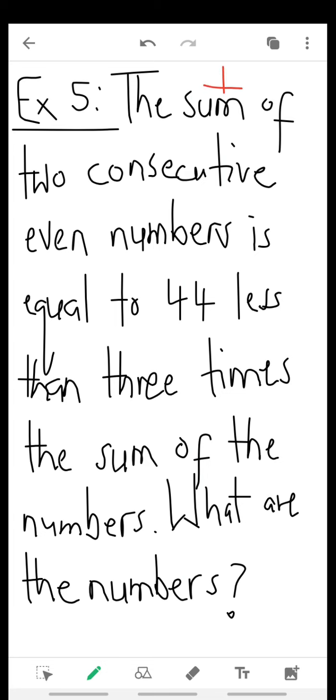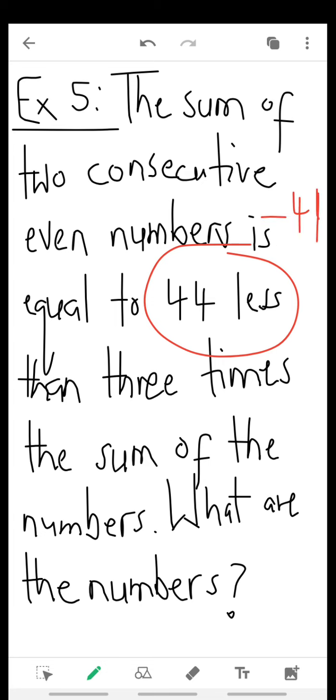The sum, meaning there is a plus involved, of two consecutive even numbers, okay, is equal to 44 less. Okay, that will be a minus 44. Less than 3 times. So this will be 3 times the sum of the numbers. Okay, that's fine. What are the numbers?